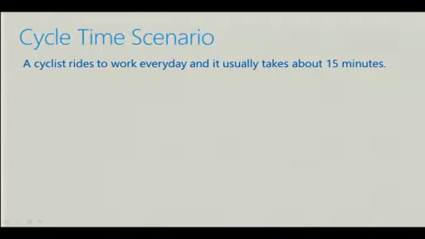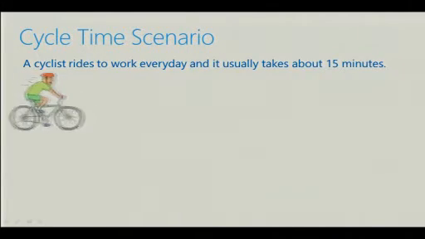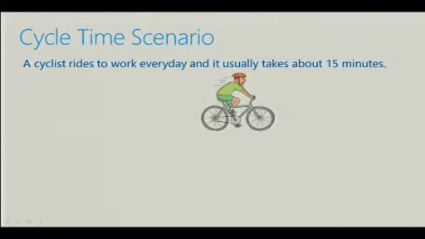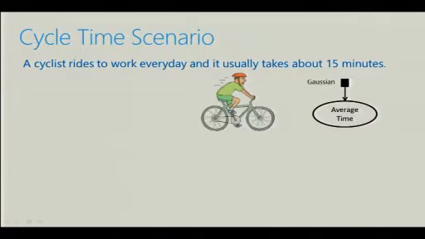Now we're going to look at a very, very simple problem to exemplify this. A cyclist rides to work every day, like we like to do here in Cambridge, and it usually takes about 15 minutes. So this person zooms along, goes to work, and we have a random variable in that nice little oval shape there called average time. That's a random variable representing how long it would typically take him to get to work, and its uncertainty is represented by a Gaussian or normal distribution.